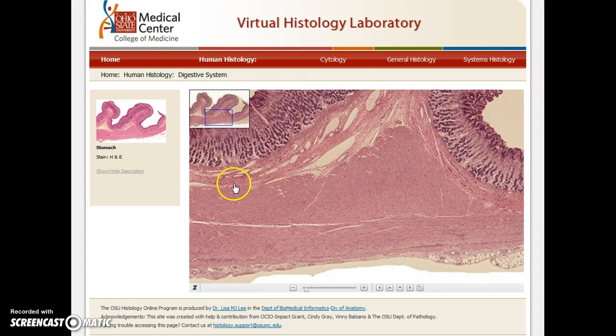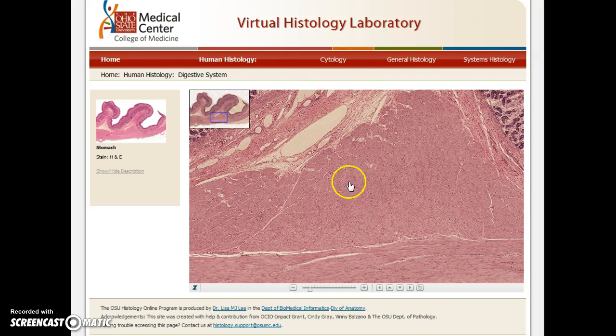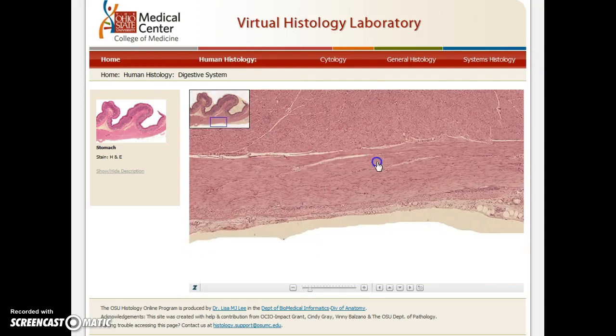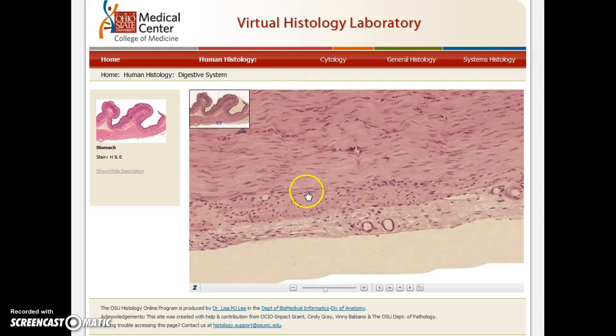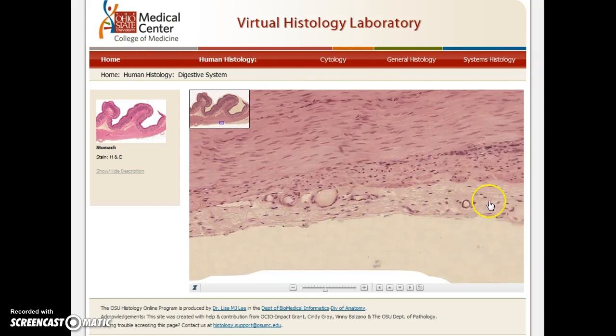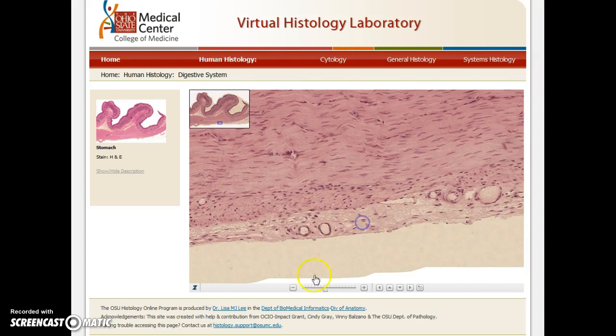Then in this region, starting here, I have my muscularis externa, and there are 3 layers. This first layer is the inner oblique layer. Then this layer here that looks like it's running side to side is the middle circular. And then this smaller region right here, it's not very big, is the outer longitudinal layer. And then this area covering the outside is the serosa. Right here is the serosa.